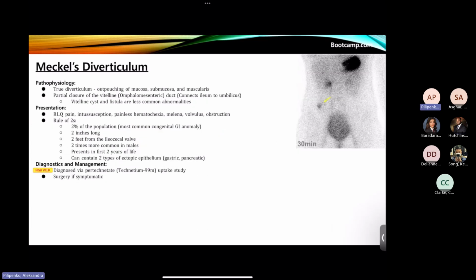Meckel's diverticulum. I feel like we learned that in embryology already in Med 1. So just know the rule of two for Meckel's diverticulum. It occurs in 2% of the population, is 2 inches long, 2 feet from the ileocecal valve, 2 times more common in males, presents in the first 2 years of life, and contains 2 tissues, gastric and pancreatic.